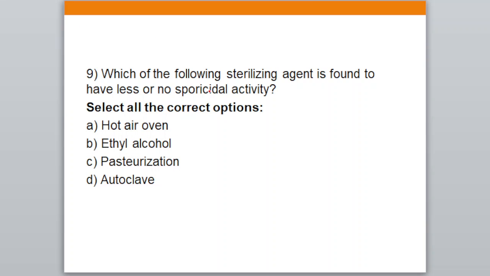Question 9. Which of the following sterilizing agents is found to have less or no sporicidal activity? Your options are A. Hot air oven, B. Ethyl alcohol, C. Pasteurization, and D. Autoclave. The correct answer is C. Pasteurization.